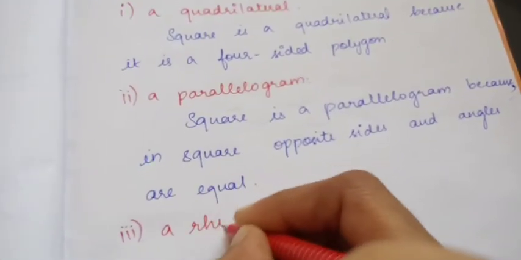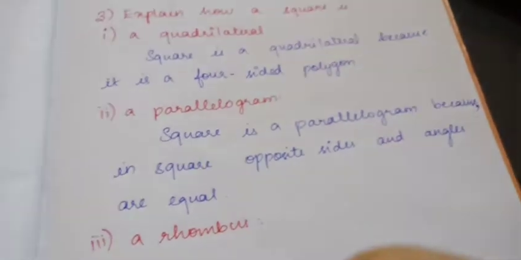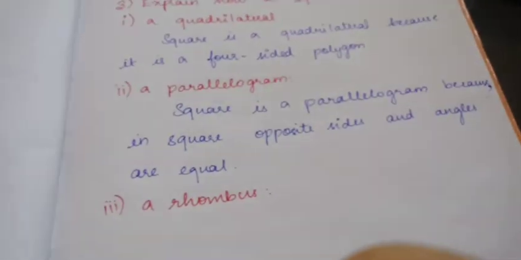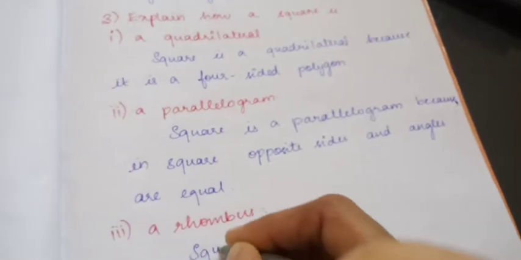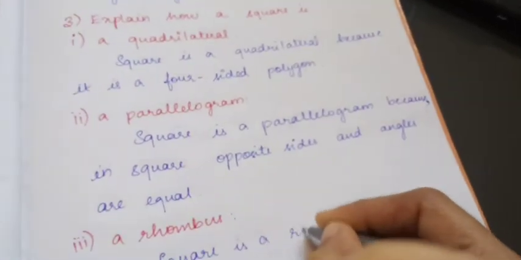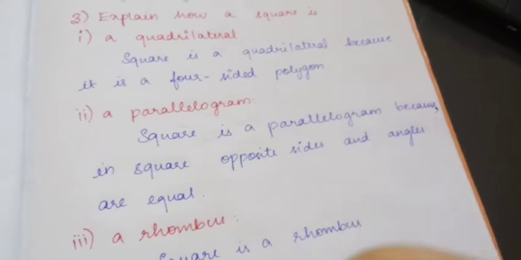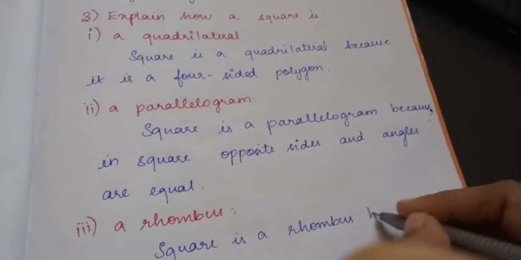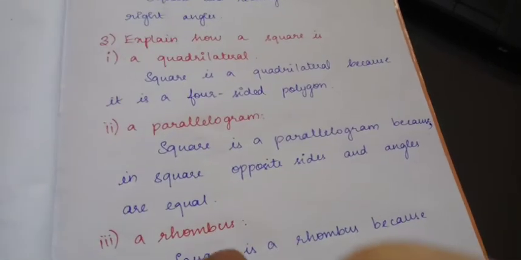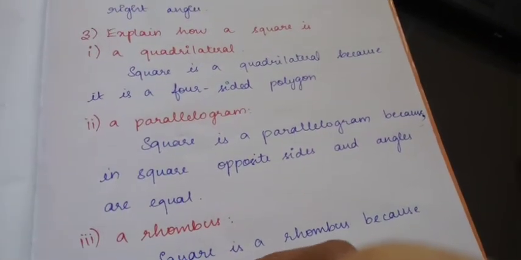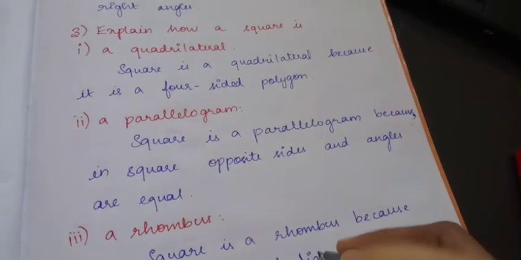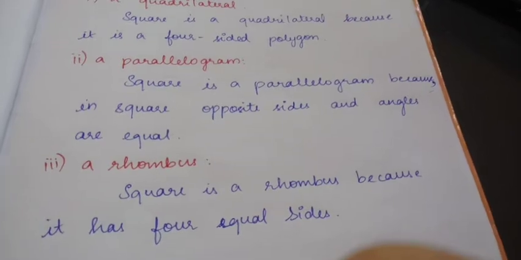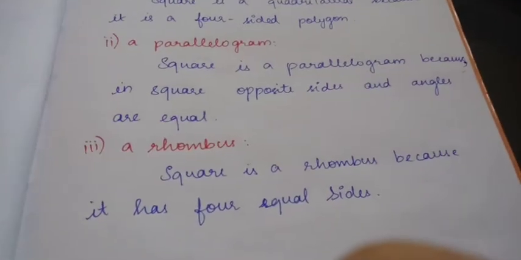a rhombus. Okay. We have to check whether our square is a rhombus. Yes, square is a rhombus because all the sides of the square are equal. Square is a rhombus because it has four equal sides. Right, square is a rhombus because it has four equal sides. Is it correct?